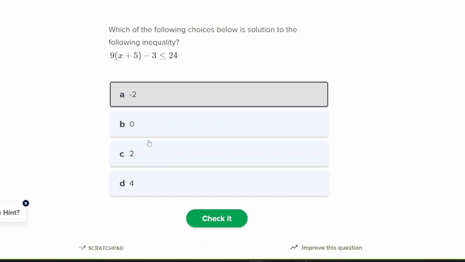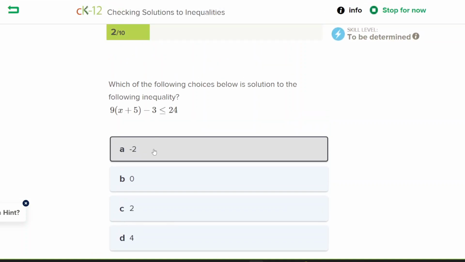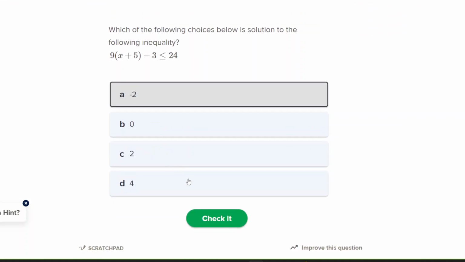And then for 4, 4 plus 5 is 9. 9 times 9 is 81. 81 minus 3 is 78. Is 78 less than 24 or equal to 24? No, it is not. So like I said earlier, we kind of lucked out here that the very first option was a solution. -2 is a solution. And again, it's not the only one, but it does work, right?